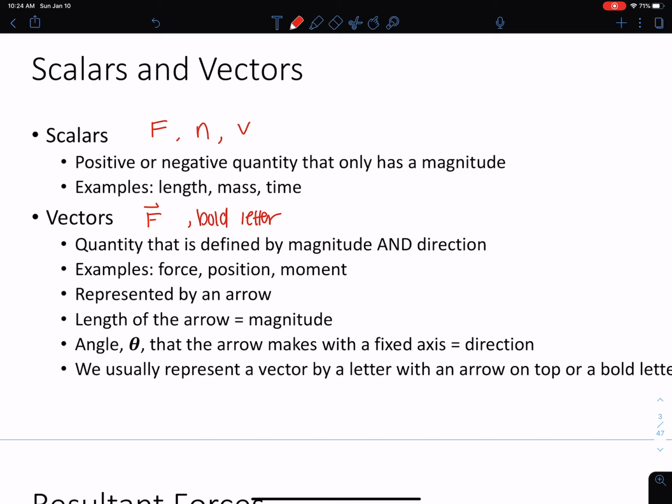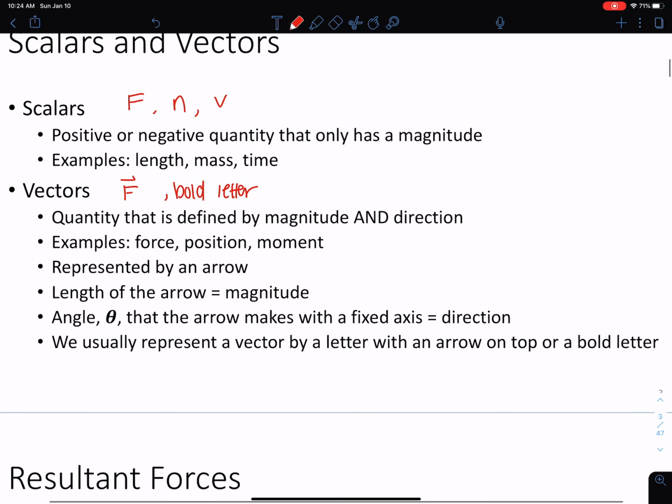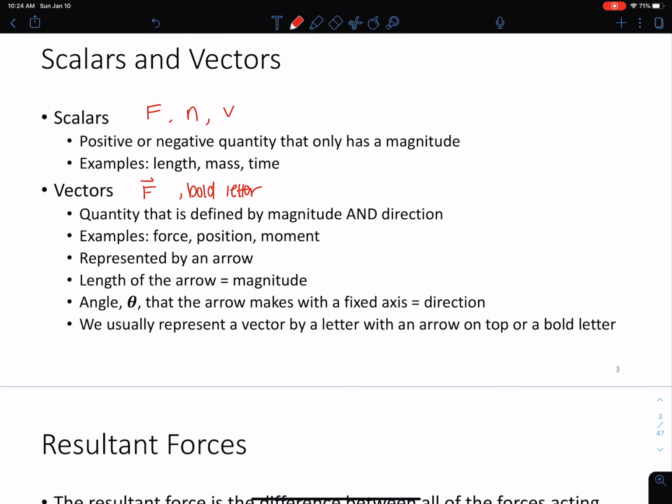The length of that arrow typically represents the magnitude, and then our angle with some axis represents our direction. Okay, we'll learn in a little bit how our direction can also be represented by using, this might be familiar from calculus, or I hope it is, our i, j, and k vectors, which represent the x, y, and z axes of our 3D coordinate axis system. And I already wrote this for you guys here. We usually represent a vector by a letter with an arrow as such, or by a bold letter.